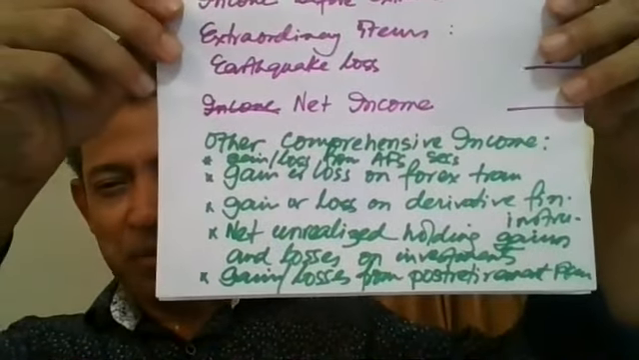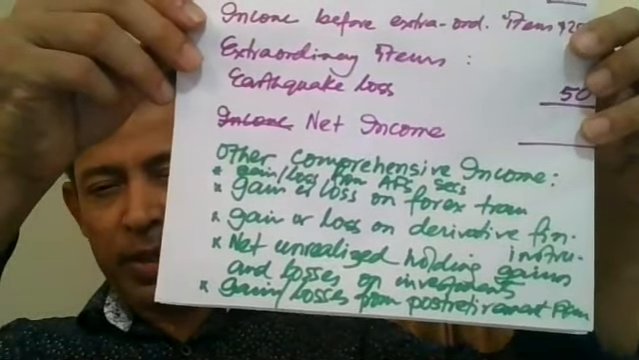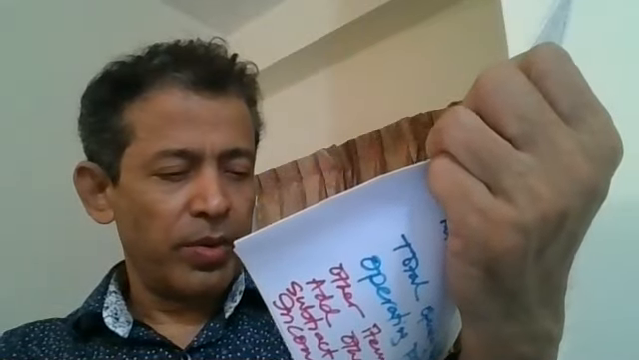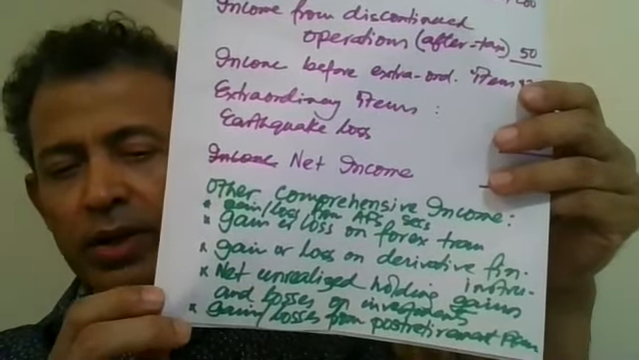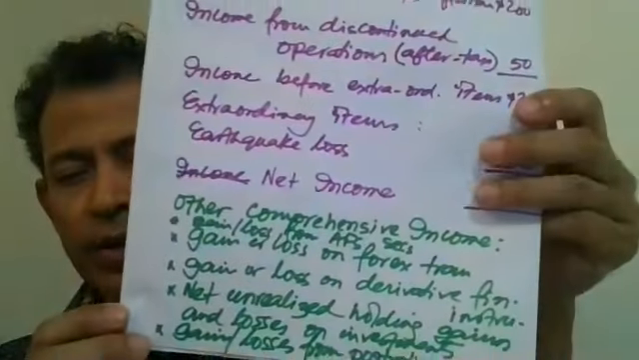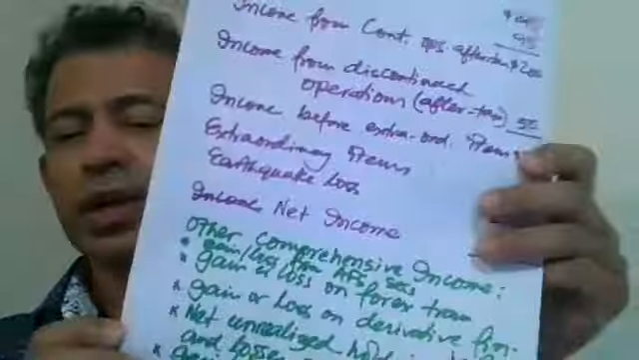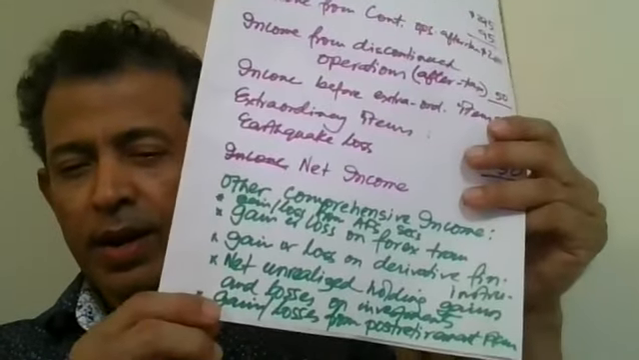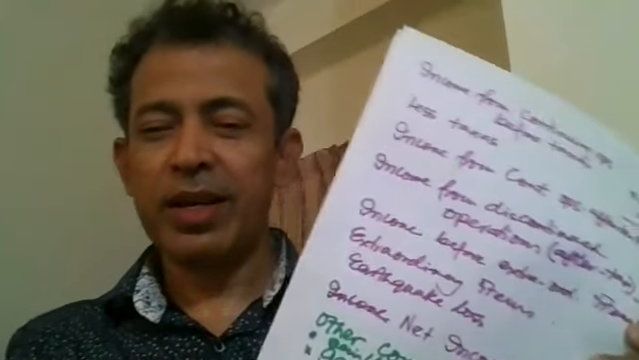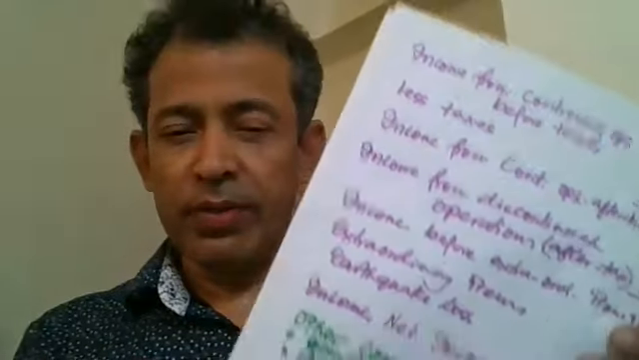So there are 5 actually. Take a look if you can read my handwriting. These are other comprehensive income items. The first one is written in very small fonts: gain or loss from AFS, available for sale securities. Then gain or loss on forex transactions, foreign currency transactions. Then gain or loss on derivative financial instruments. The net unrealized holding gains and losses on investments, gains and losses on post-retirement benefits, pension costs, and in IFRS countries, there would be unrealized gain or loss on asset revaluations. Okay?